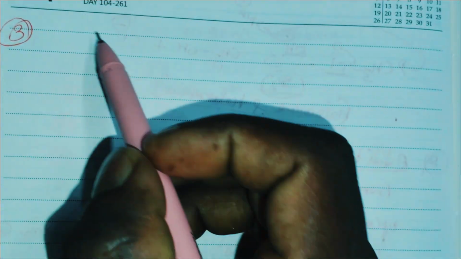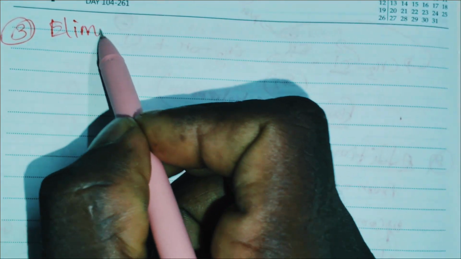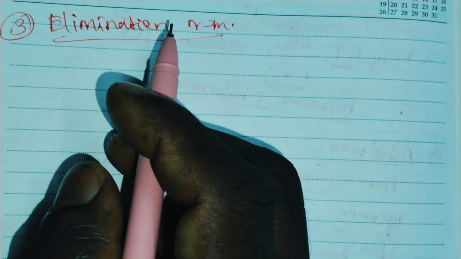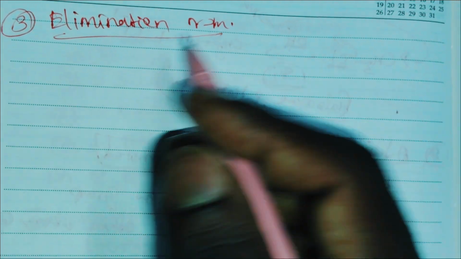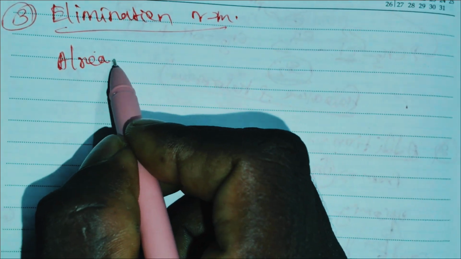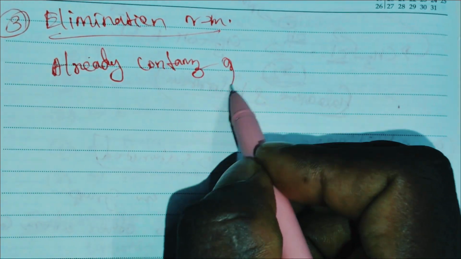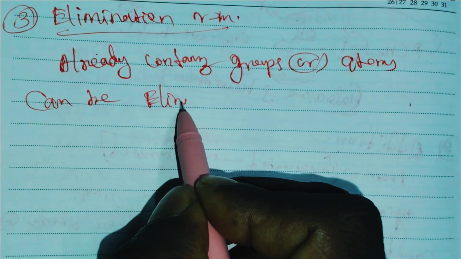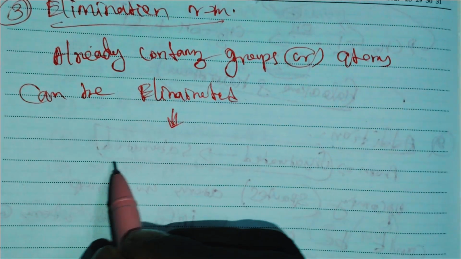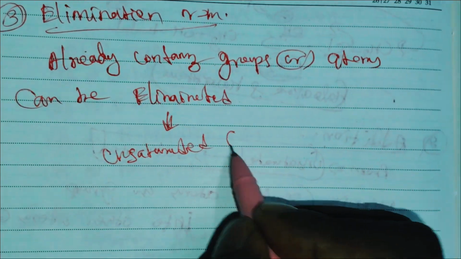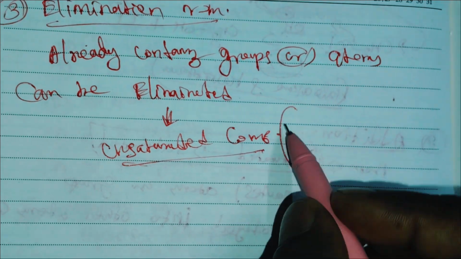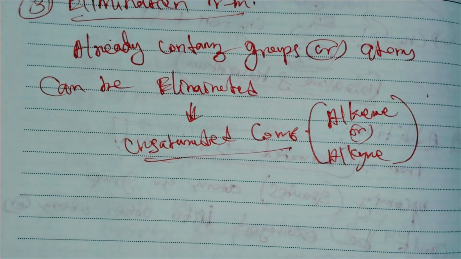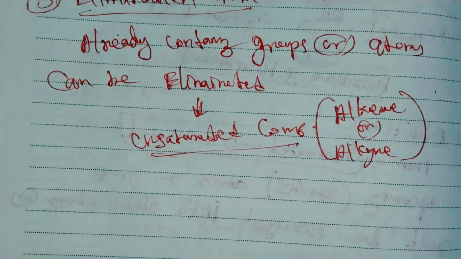Okay, next we go to the third type, the elimination reaction. In elimination reactions, already existing groups or atoms can be eliminated, and we get an unsaturated compound. This unsaturated compound may be an alkene or an alkyne, and most probably one of these two is given as the elimination product.